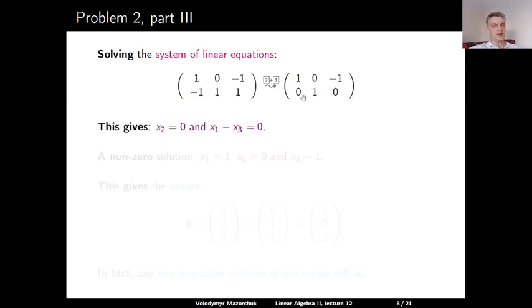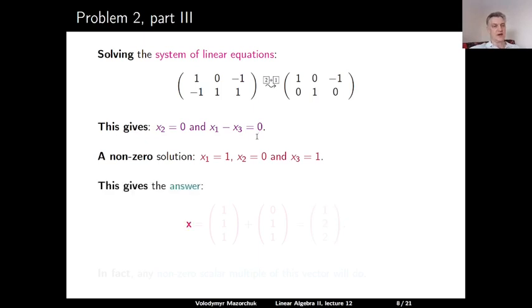The second equation reads x2 is equal to 0, and the first equation reads x1 minus x3 is equal to 0. A non-zero solution to this equation is x1 equal to 1, x2 equal to 0, and x3 equal to 1. So the vector 1 times v1 plus 0 times v2 plus 1 times v3 will be orthogonal with respect to both e1 and e2 in our new inner product.